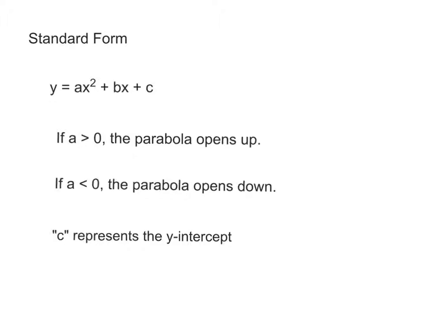So if you have something like this, let's see, y equals -2, oops, let's fix that, -2x squared plus 3x minus 5. Does it open up or down? Down, because it has a negative lead coefficient. The number in front of the x squared is negative. And where would the y-intercept be?